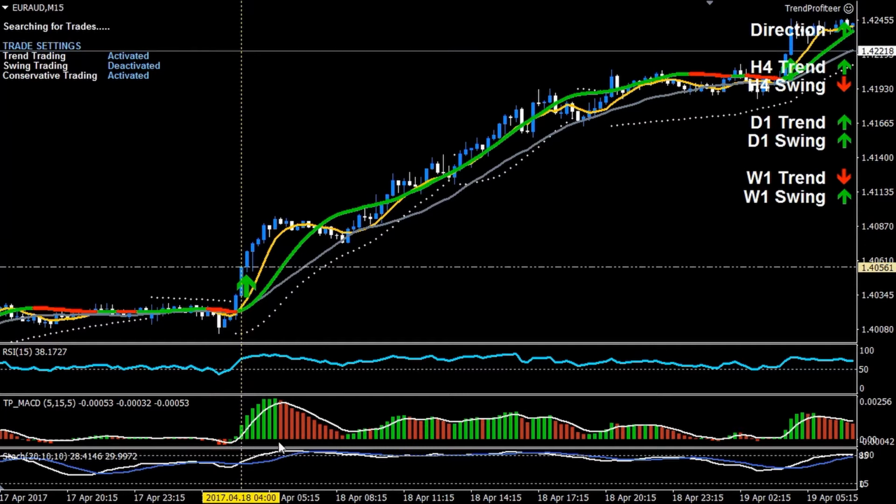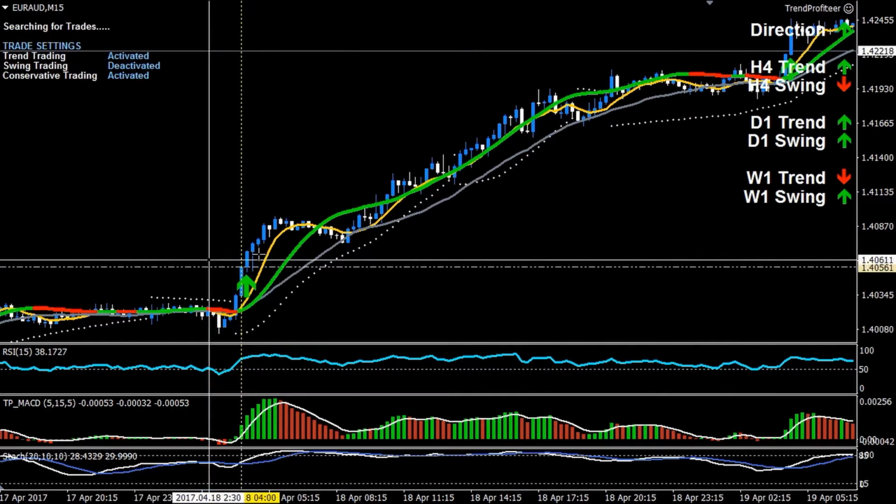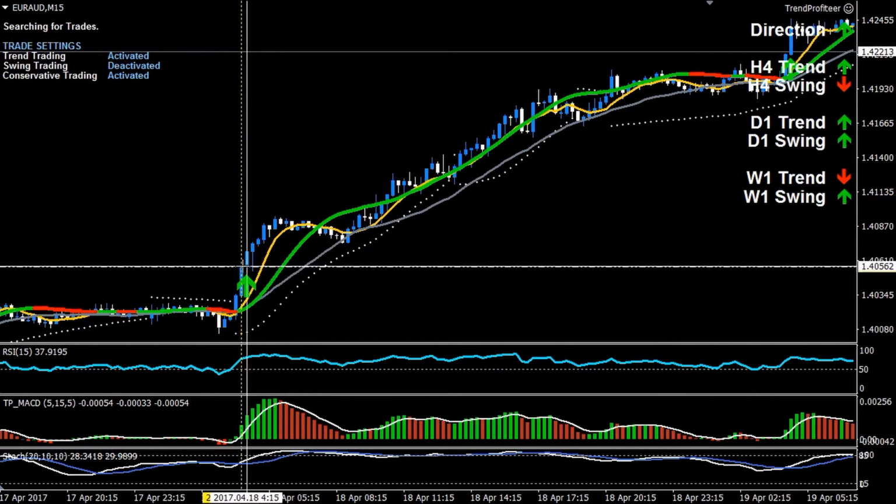The MACD needs to be above the 0 line, and it needs to be green and above the signal line. And finally, the white stochastic line must be above the blue stochastic line. So all those conditions are in place, thereby giving us this Trend Profiteer alert. Now we place the stop below the gray moving average, which is around the 32, 33 pips.